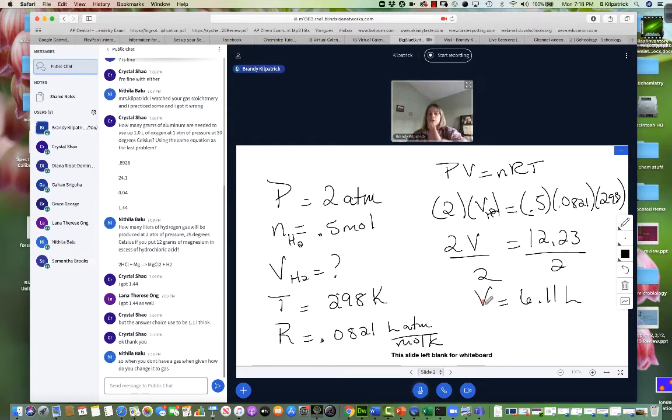Okay, so when you're looking at problems like this, look at what you're given. Look at what you're going to. Anytime you use the ideal gas law, it has to be a gas that's being plugged in there. So if the question is ultimately asking you for a volume, but it gives you an amount of something different, you have to do stoichiometry first, and then you can plug it into the ideal gas law.